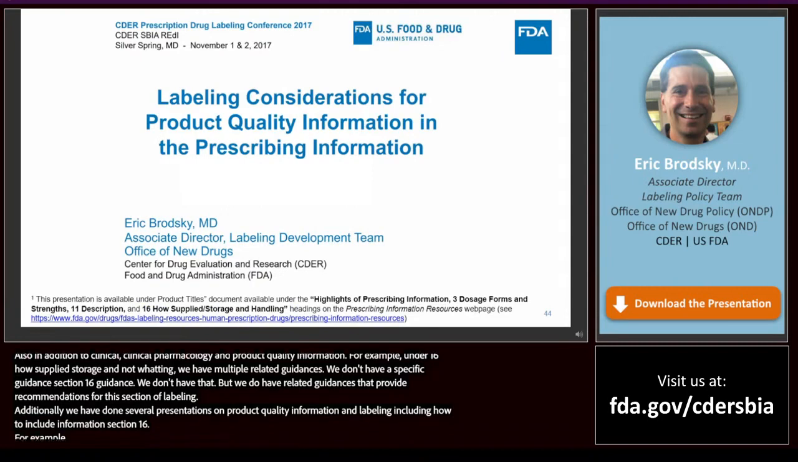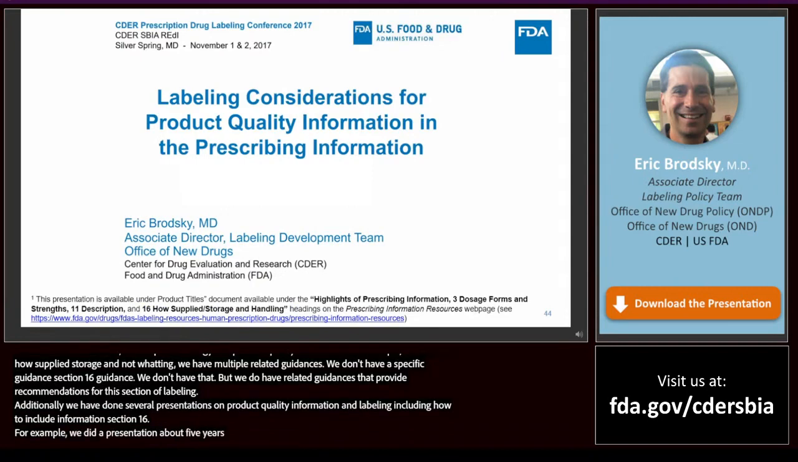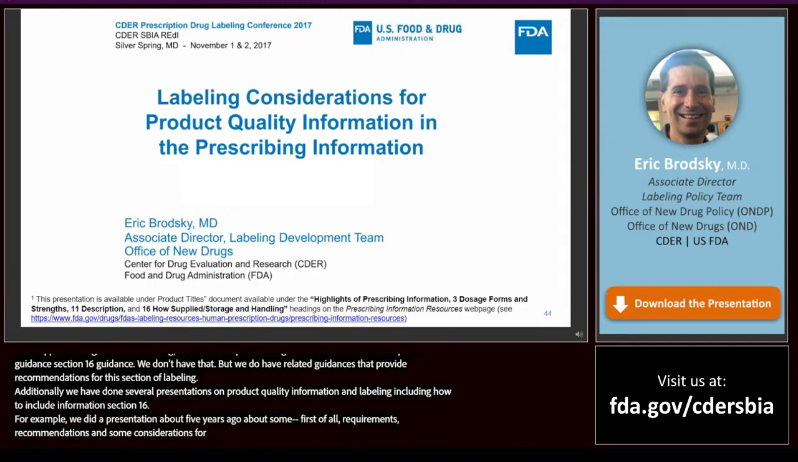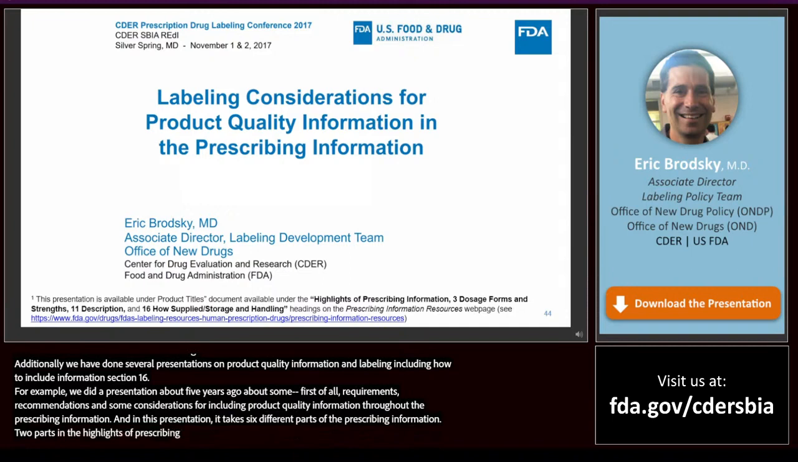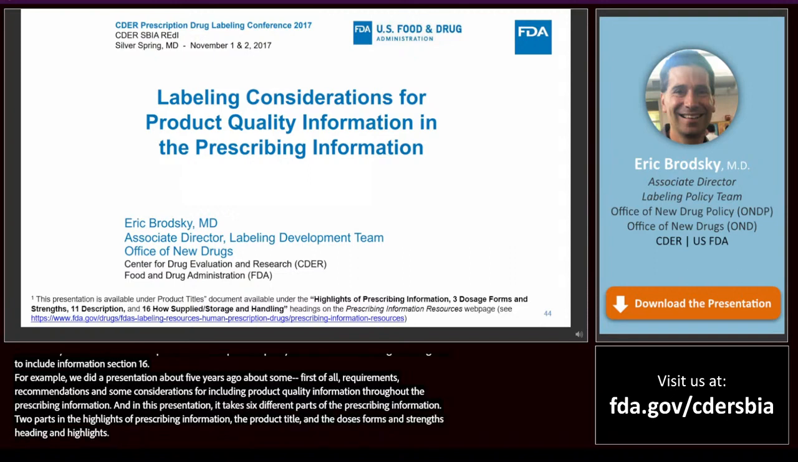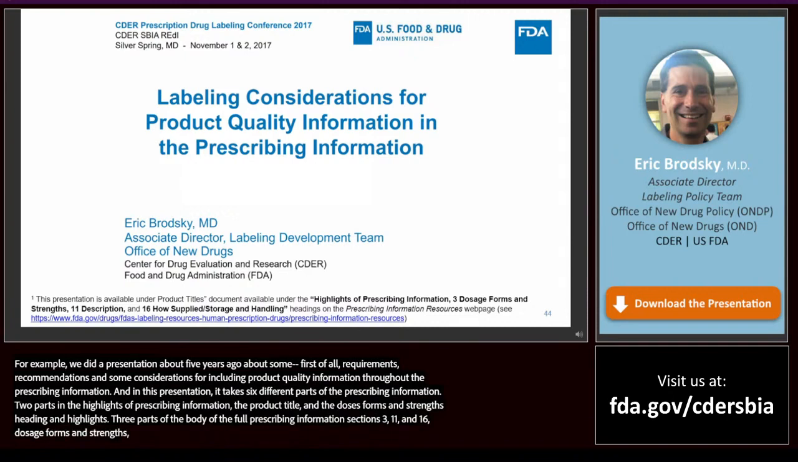For example, we did a presentation about 5 years ago about, first of all, requirements, recommendations, and some considerations for including product quality information throughout the prescribing information. And in this presentation, we take 6 different parts of the prescribing information. 2 parts in the highlights of prescribing information, the product title and the dosage forms and strengths heading in highlights. 3 parts of the body of the full prescribing information, sections 3, 11, and 16, dosage forms and strengths, description, and how supplied, storage, and handling sections, as well as the manufacturing information at the end of the prescribing information.